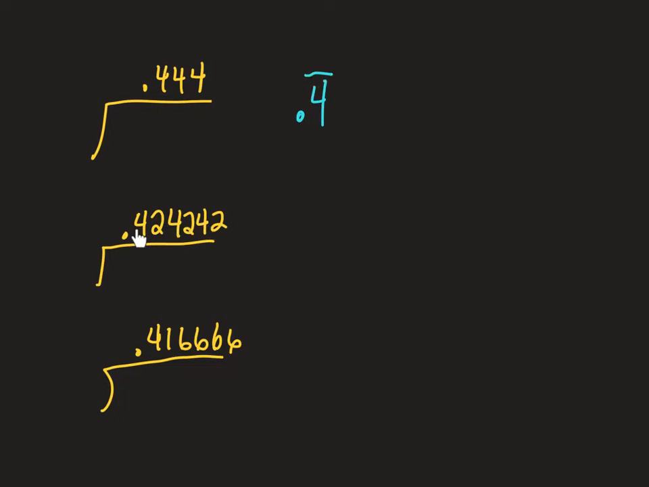This next example, 4, 2, 4, 2, 4, 2, the chunk that repeats is a 42. So you write 42 and you put a bar over both numbers. Both numbers repeat, 42, 42, 42. This last example, the 4 doesn't repeat, the 1 doesn't repeat, it's only the 6s that repeat. So I would have 0.416 with a bar only over the 6, and I only write one 6. I don't write a bunch of 6s, I just write one.